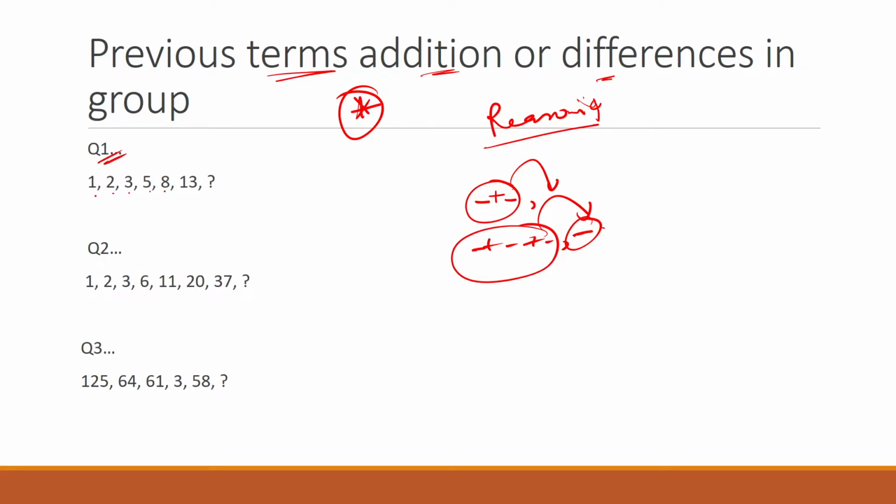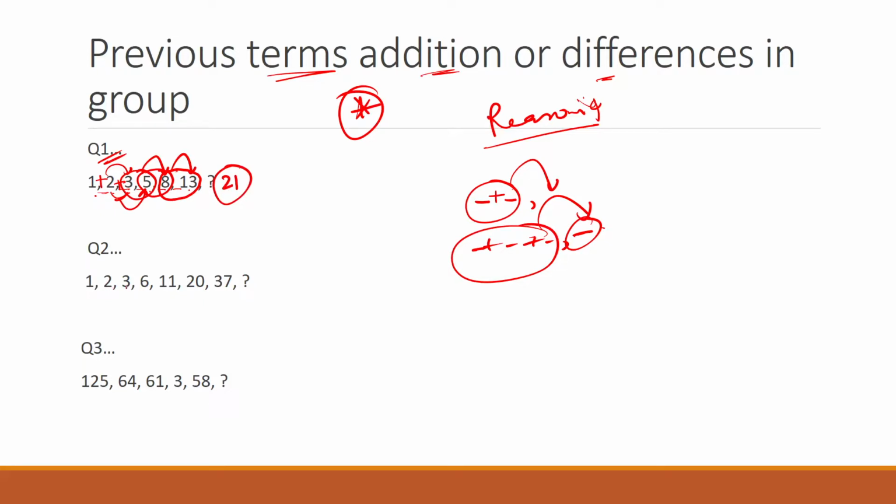So 1, 2, 3, 5, 8, 13. What could be the pattern here? So the difference is 1, 1, 2, 3, and this is 5. So it doesn't make any sense, right? Even if you start doing the differentiation and double differentiation, it doesn't work out. But if you know this concept of previous terms, grouping of terms, 1 plus 2 will give you 3, 2 plus 3 will give you 5, 5 plus 3 will give you 8, 8 plus 5 will give you 13, and 8 plus 13 will give you 21. So this is your answer.